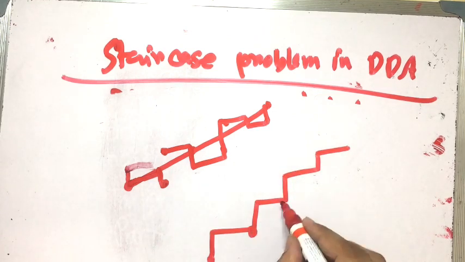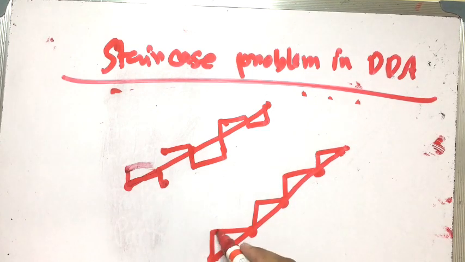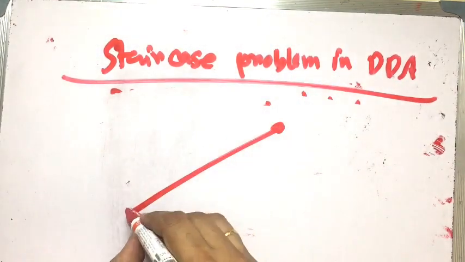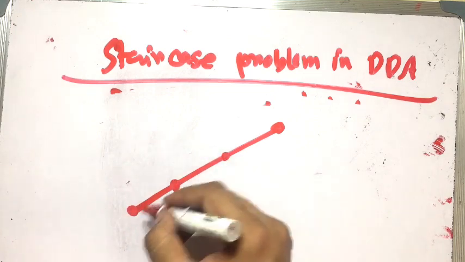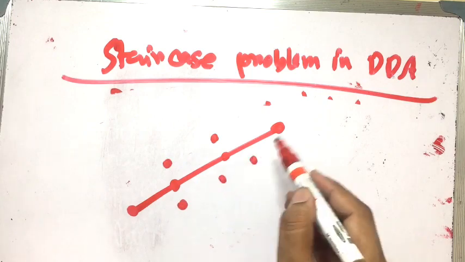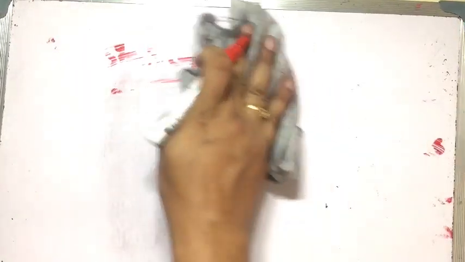Those points that pass through the line are known as interior points, and the outside ones are drifted away. So this is known as the staircase problem of DDA. A line has the first and the last point, and the interior points connect the line, while the remaining points are drifted away from the line in the DDA algorithm.